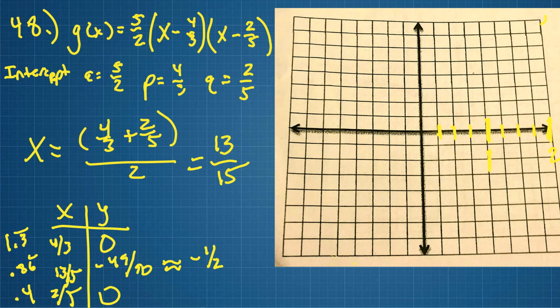So I'm going to put 13/15. I'm going to go down negative 1/2. I'm going to make these go by fourths too. So there's negative 1. There's negative 2. So I'm going to go negative 0.86. I'm going to go down to about a little bit lower than negative 1/2 right there. So that's our vertex. I'll put my dotted line through there.